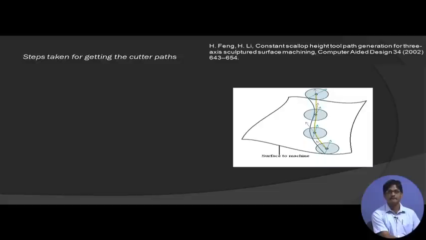Next, we draw the swept sections of the cutter ball end at these respective locations, and swept sections are the ones which define the geometry of the groove being cut.